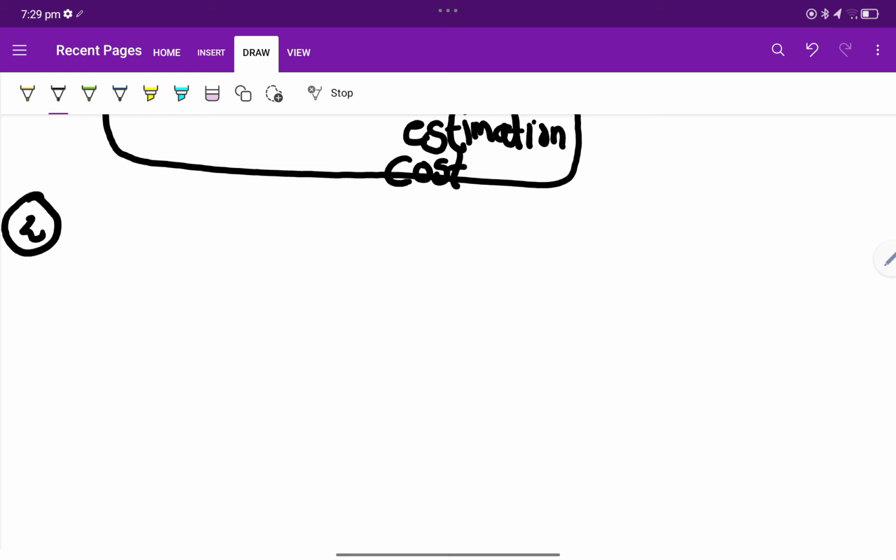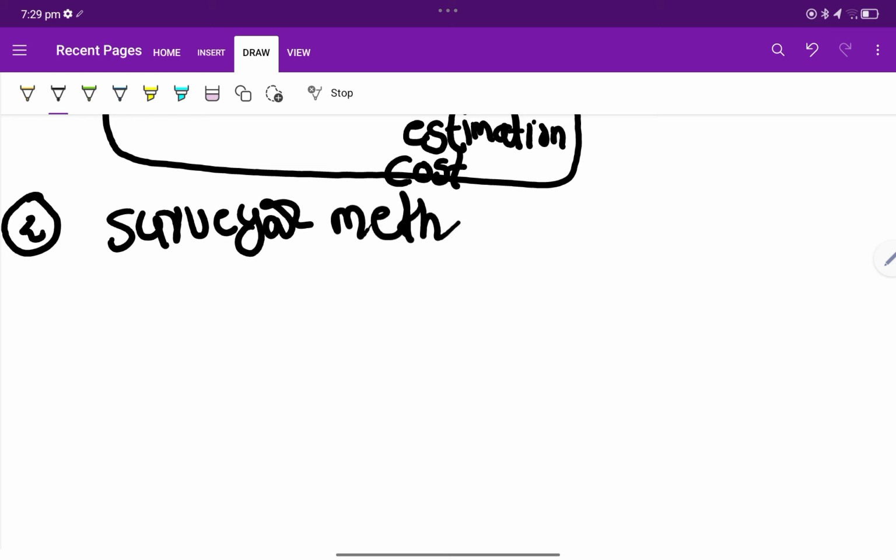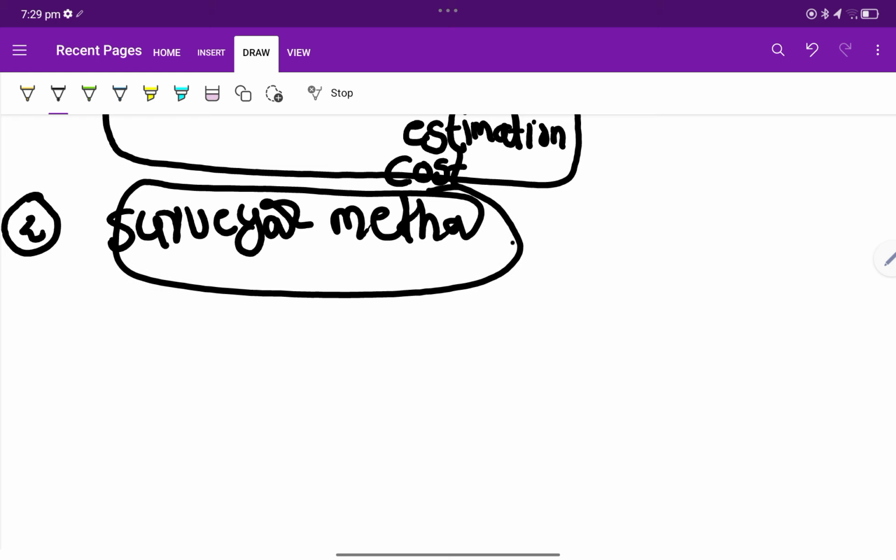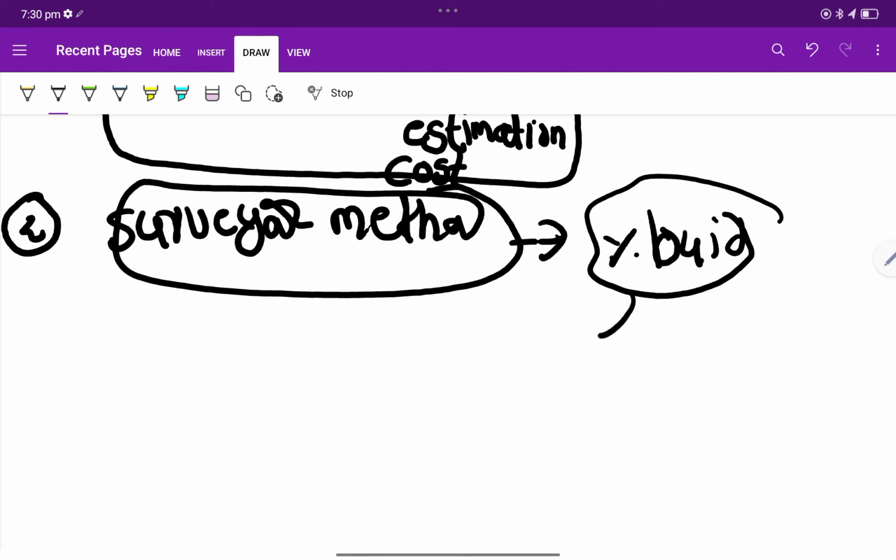Next one is the surveyor method. Surveyor method is nothing but an independent person will come and estimate how much percentage of that building is completed. He will give one report. Based on that report, we will recognize the revenue, Nana, based on that percentage.